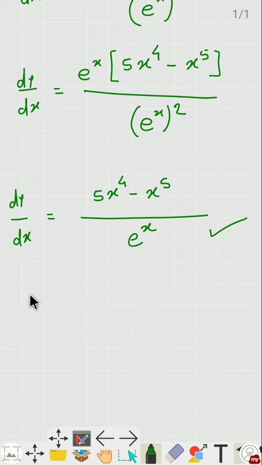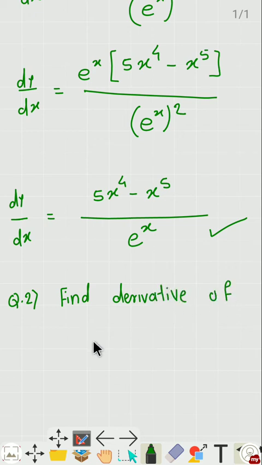Now let us take question number 2. Find the derivative of the function y is equal to log x upon, suppose here it is a raised to the power x. Log x upon a raised to the power x. So in this case, how to write the derivative, we will see.